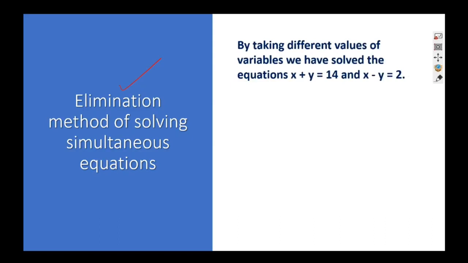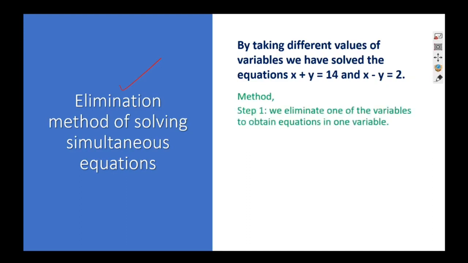By taking different values of the variable, we have solved the equations x plus y is equal to 14 and x minus y is equal to 2. The thing I told you. We solved it by taking different values, substituting one and seeing. But we have a method to solve it. We will eliminate one variable to obtain an equation in one variable. Once we have an equation in one variable, we know how to solve it. So we will eliminate one variable itself.